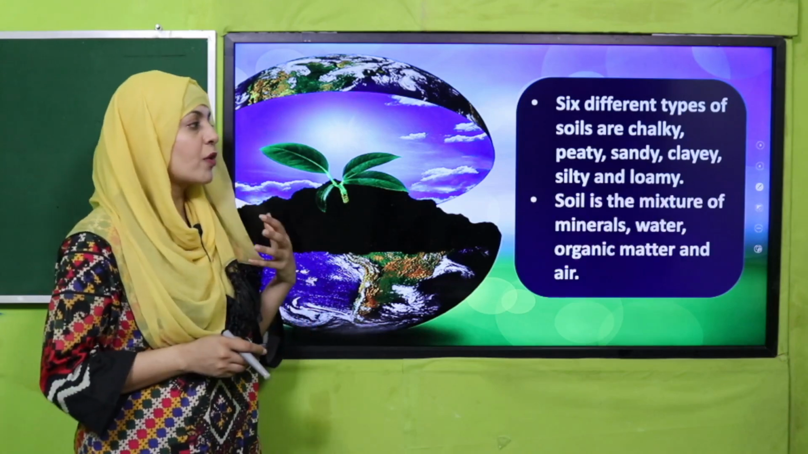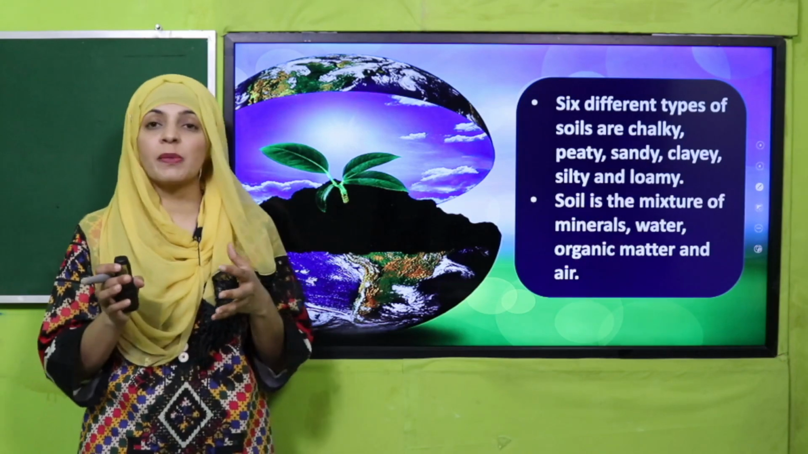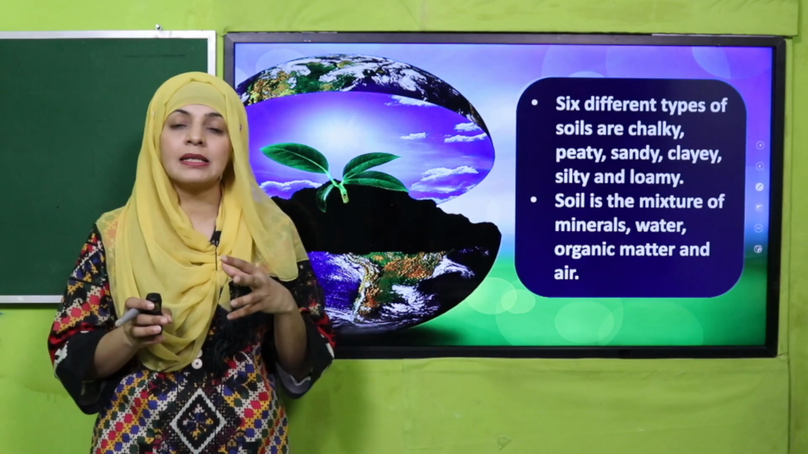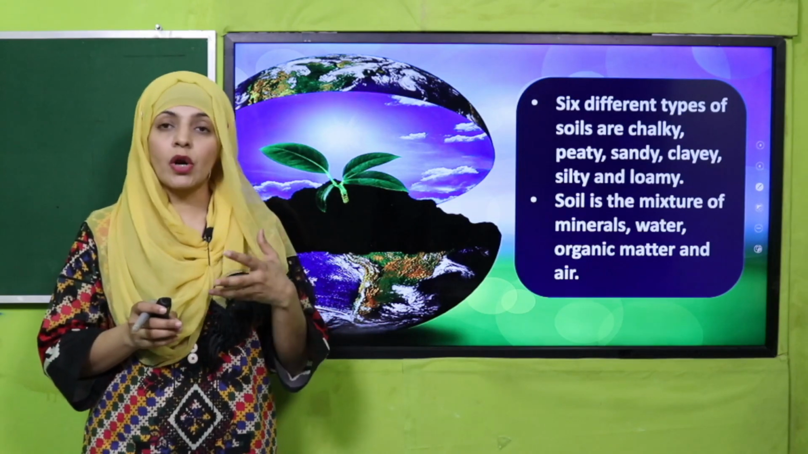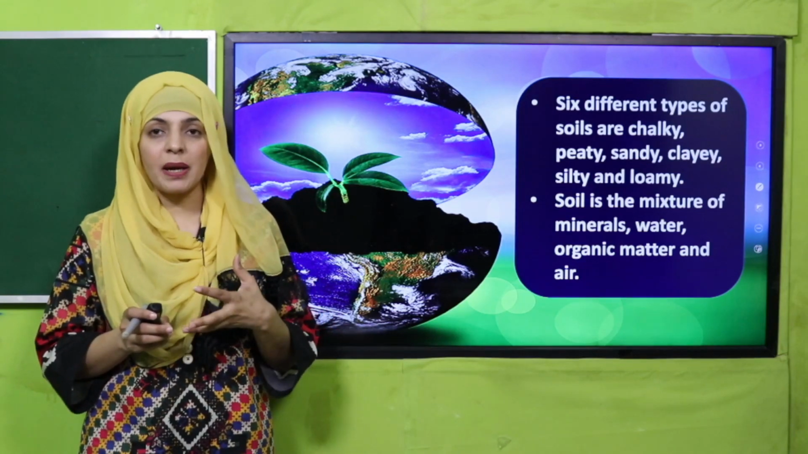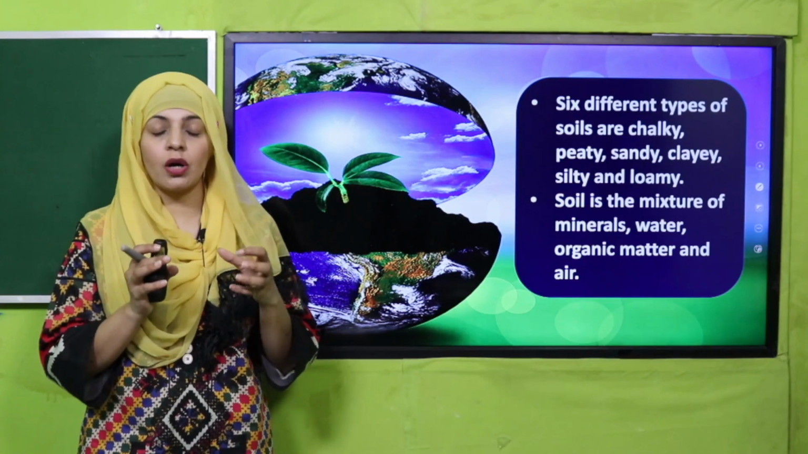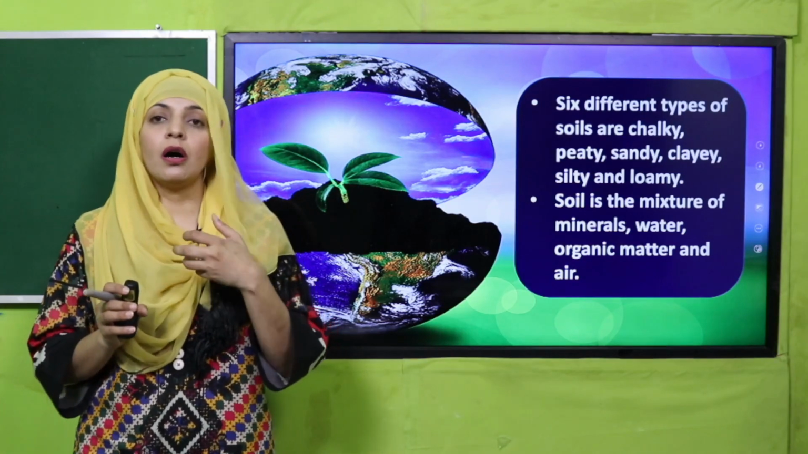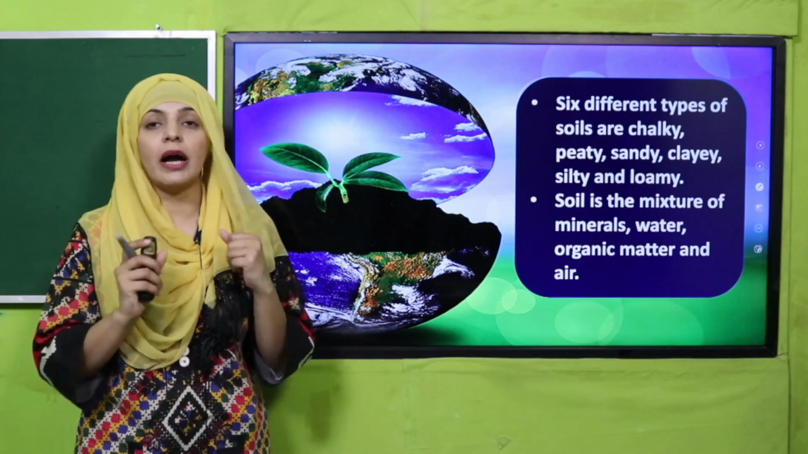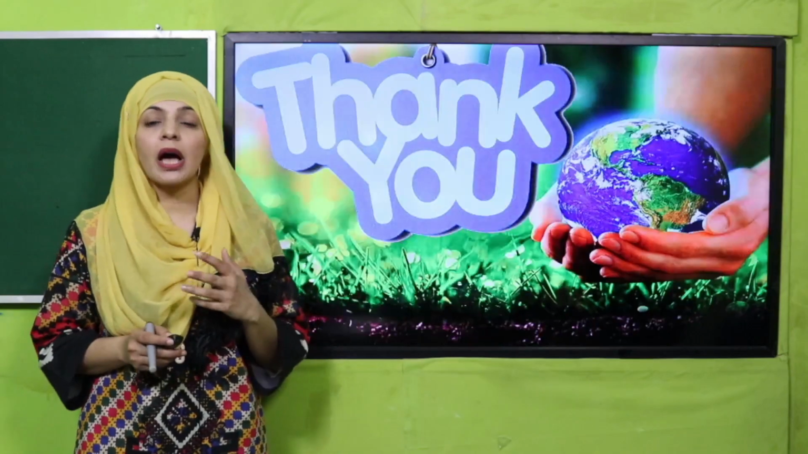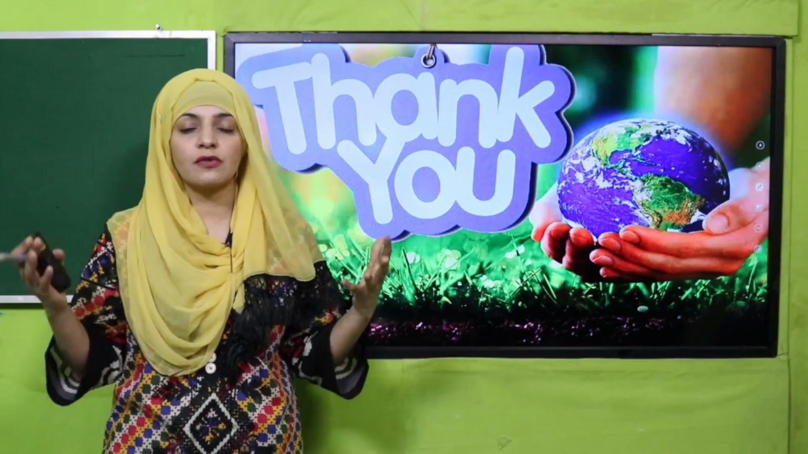And we discussed the characteristics of the soil. That soil is made up of 4 basic components, that is minerals, water, air and organic matter. और इनकी एक fixed composition, एक जो presence होती है वो होती है soil के अंदर, जो कि इसको एक ideal soil बनाती है. So my dear students, I hope you have learned a lot of things from this chapter.